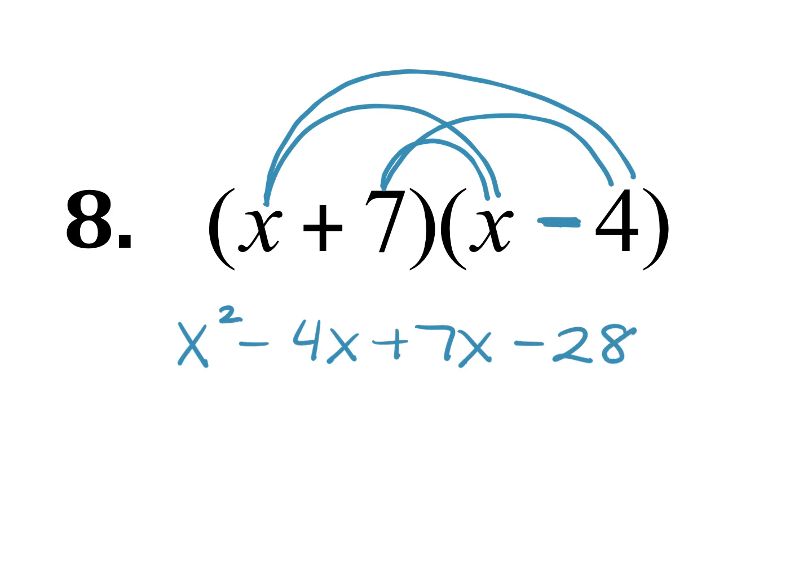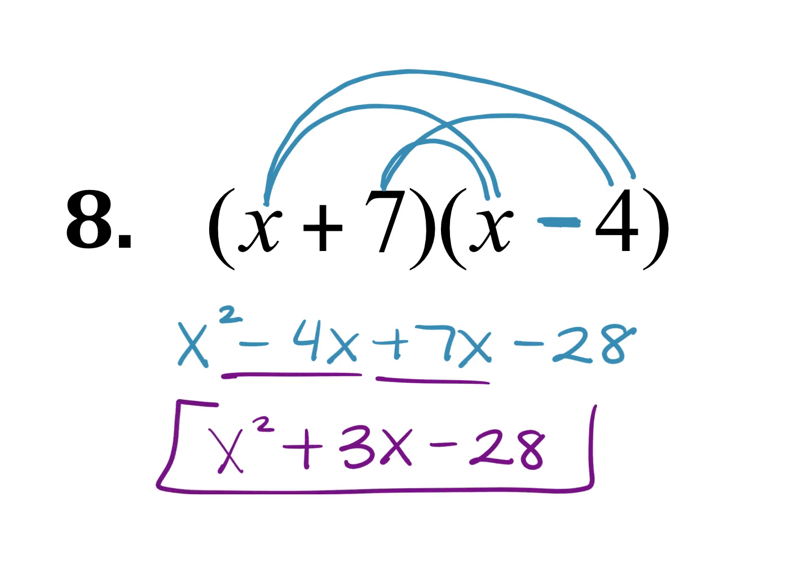Can you combine any like terms here? Yeah, negative 4 plus 7. So it's going to be x squared plus 3x minus 28. Okay?